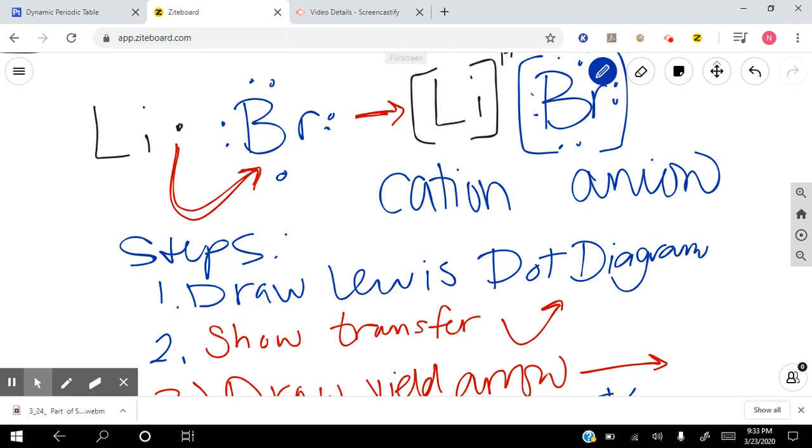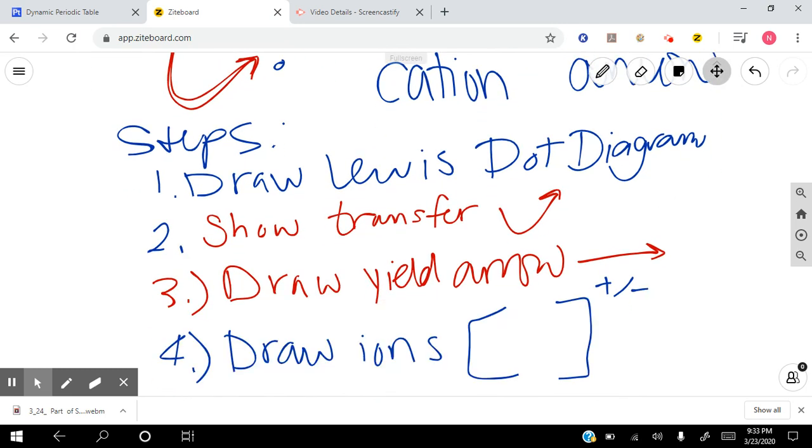Okay, so in part 3, I will do another example.